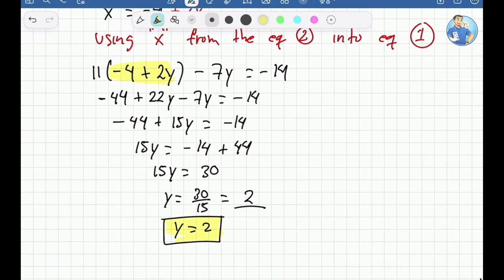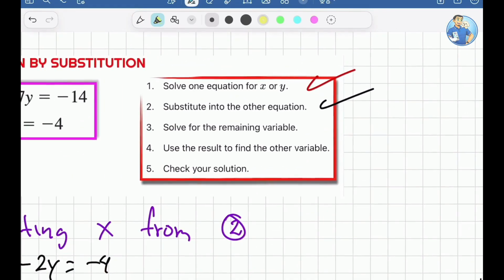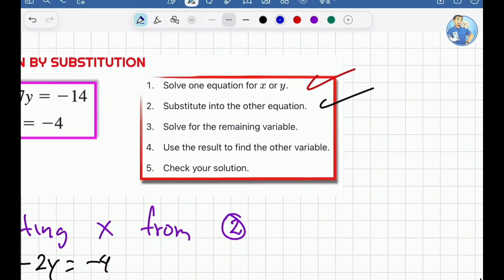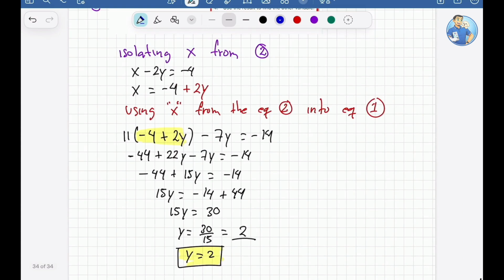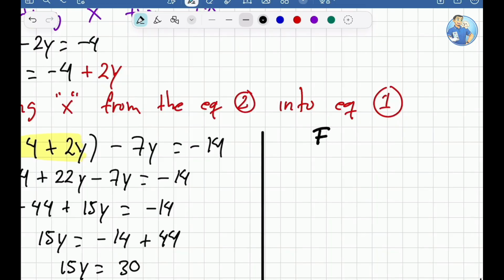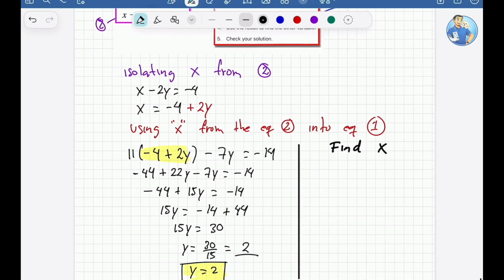Okay, so this is y. So we have this one. Solve for the remaining variable, yes. Use the result to find the other variable. We already have y. So now we need to use this y to find the x. We need to find x.